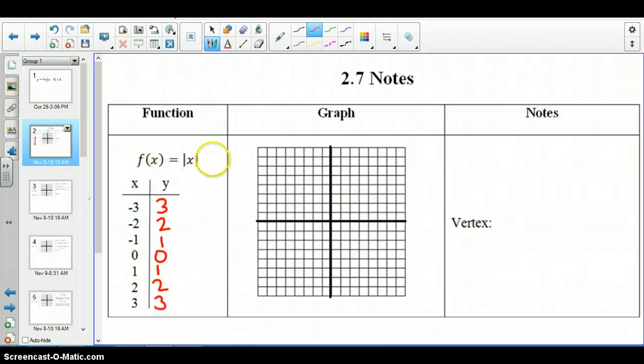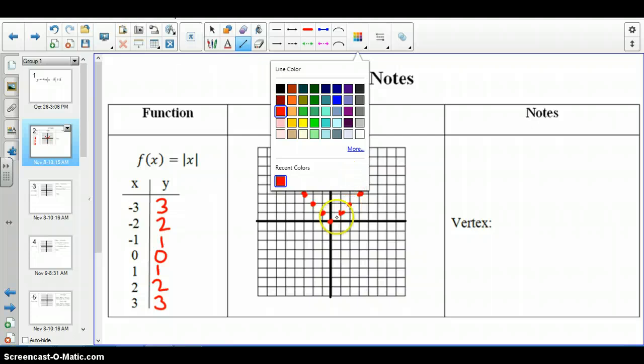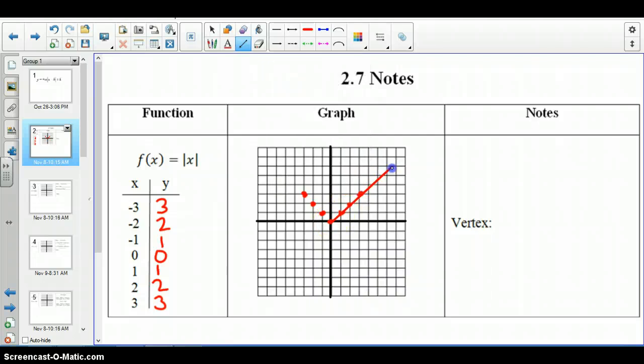Now this is our base function for absolute values. So now I'm going to go and plot those points. -3, 3. -2, 2. -1, 1. 0, 0. 1, 1. 2, 2. And 3, 3. Now, I'm going to draw a line going through those points.